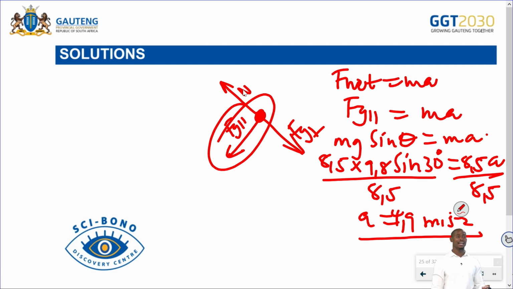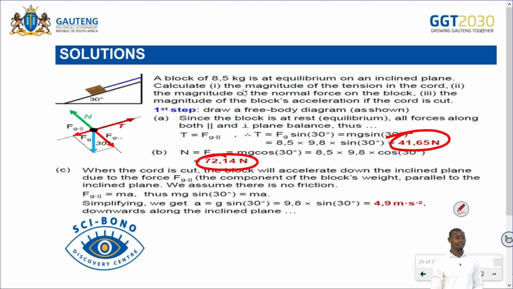So I think we have seen when it comes to these problems, we are dealing with what? Application of Newton's first law, application of Newton's second law. So you must know when to use Newton's first law, when to use Newton's second law.